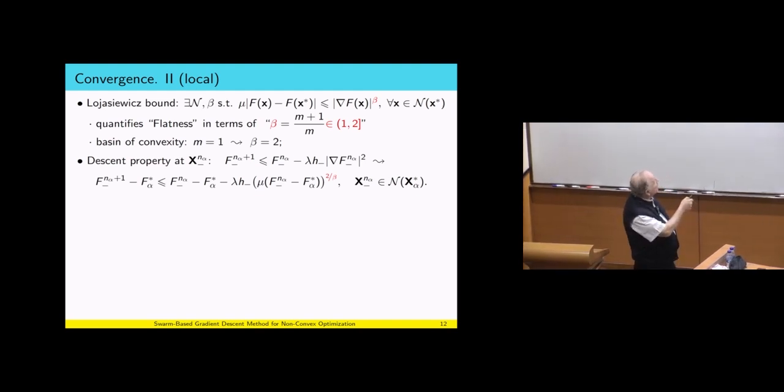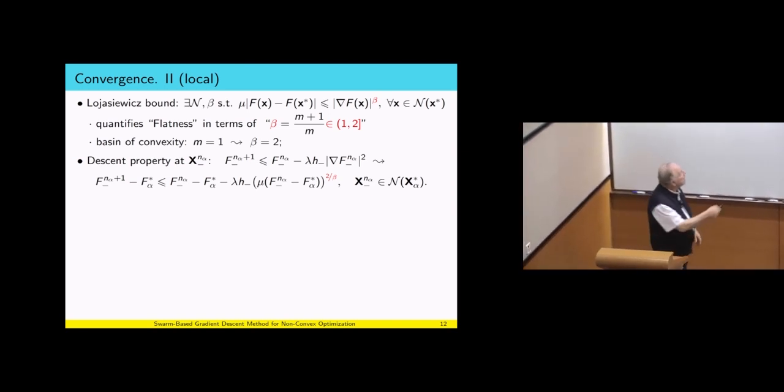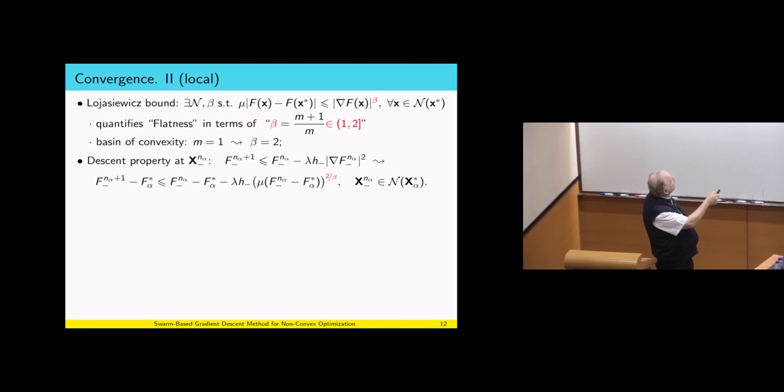So we know about the descent property, right? At the next time step, we are less than what we were before, minus lambda h times the gradient of f squared. Good. Take this inequality and subtract the f star alpha. Alpha is one of these possible limits because now we may have many critical limits. So subtract f star alpha from both sides.